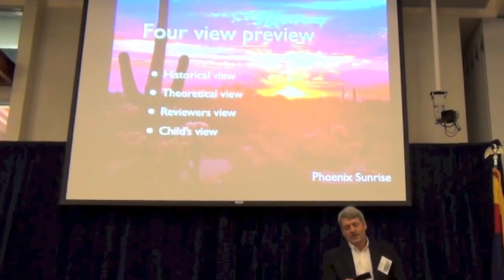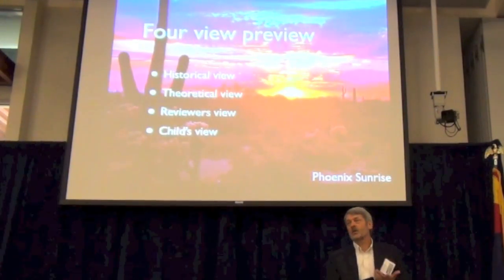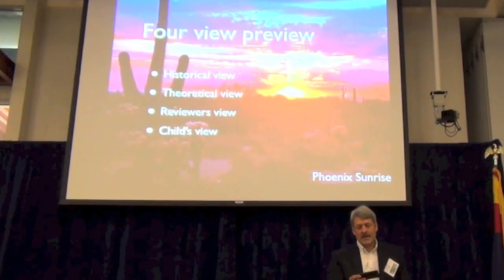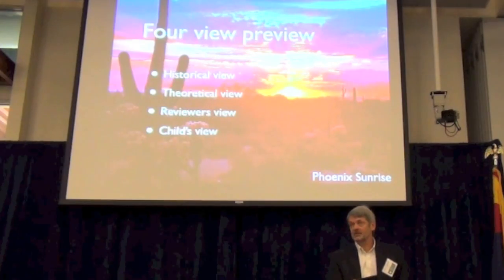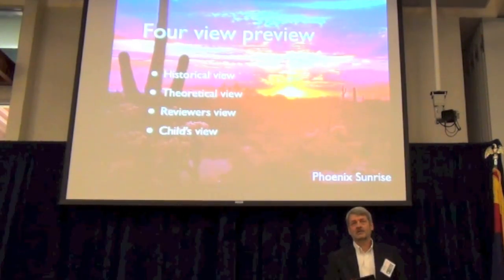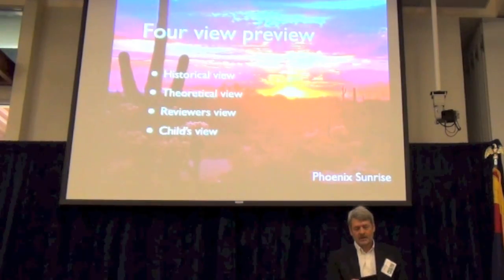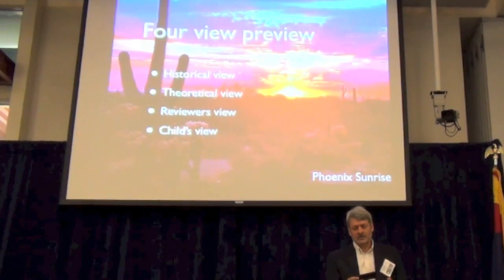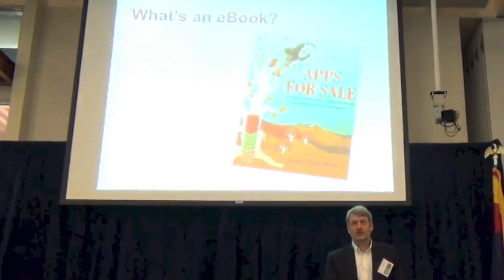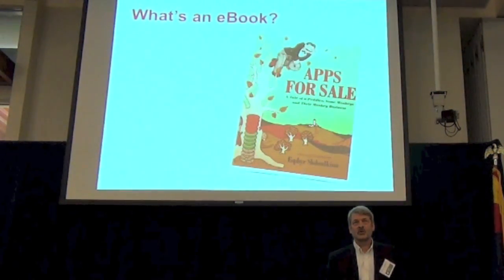And so one way to figure it out is to take a historical view, and I'm going to do that. Another way is to take a theoretical view. These are constants, and if you use these as a filter, things start to make more sense. Then I'm going to talk about the reviewer's view and then the child's view. So the first question is, what is an ebook?